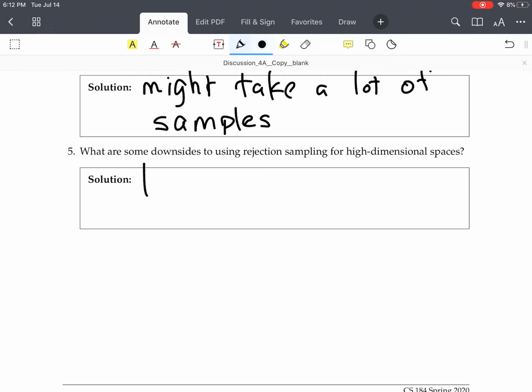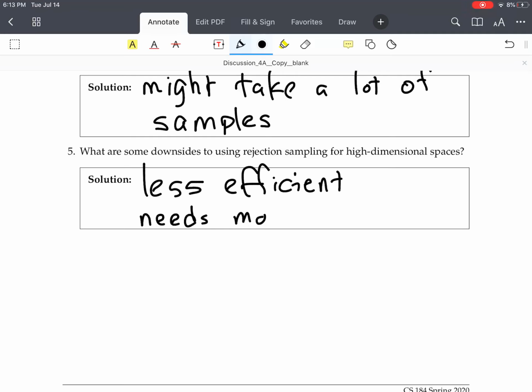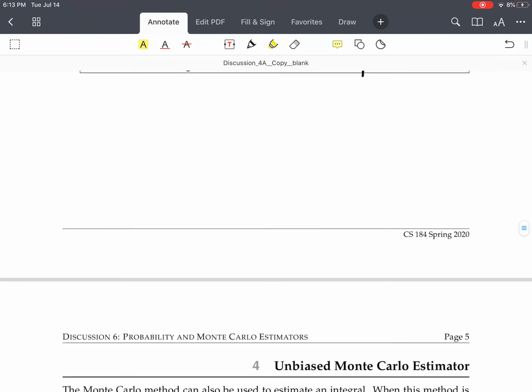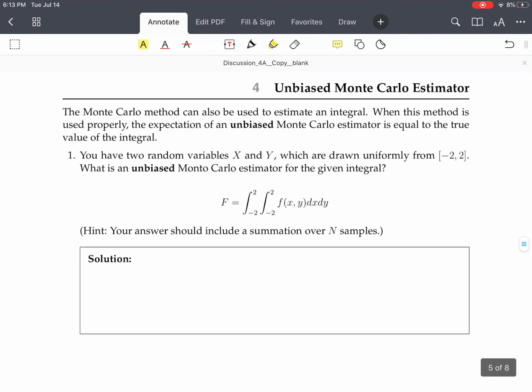Okay, so it's less efficient, needs more samples. Okay, so that's the downsides to using rejection sampling for high dimensional spaces. It's not as efficient, and we need a lot of samples. Okay, so let's keep going.